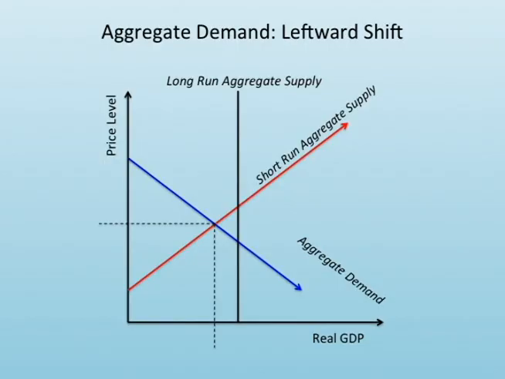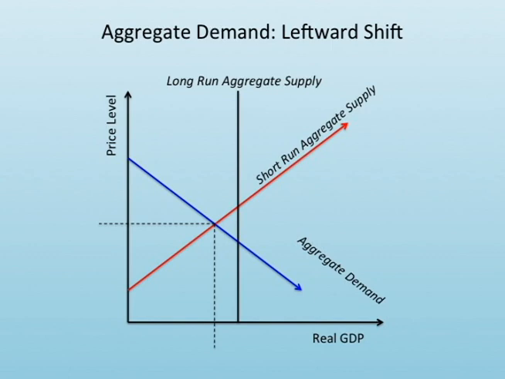Several changes in the economy can cause a leftward or rightward shift in the aggregate demand curve. Here, the curve has shifted to the left. This means that the total quantity of all goods demanded at any given price level has decreased. A decrease in any component of aggregate demand, consumption, investment, government spending, or net exports, will lead to a leftward shift of the curve.